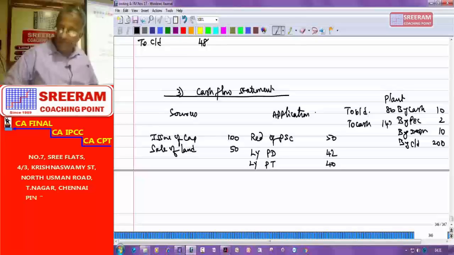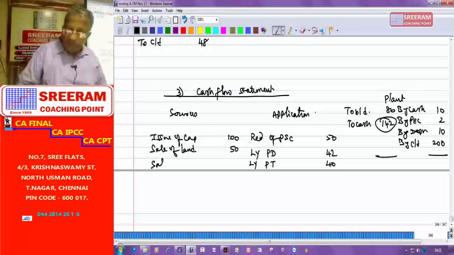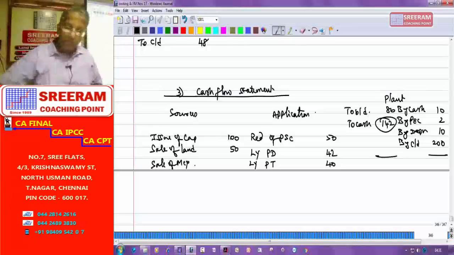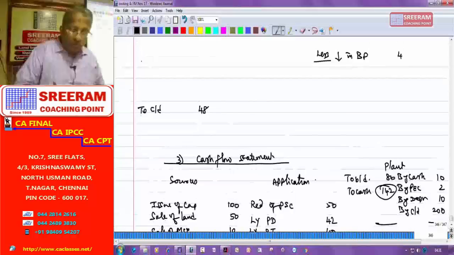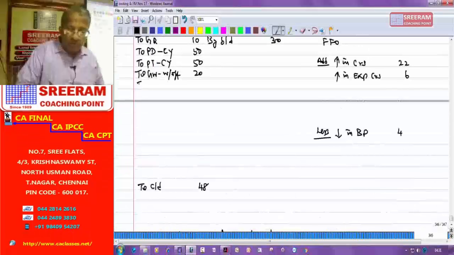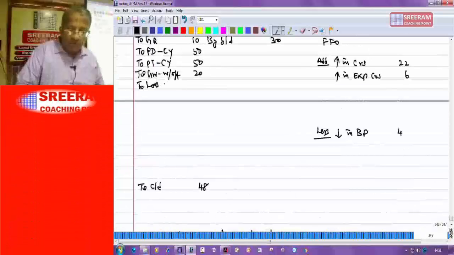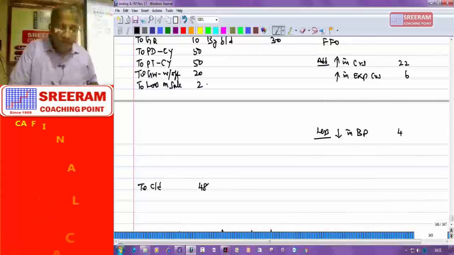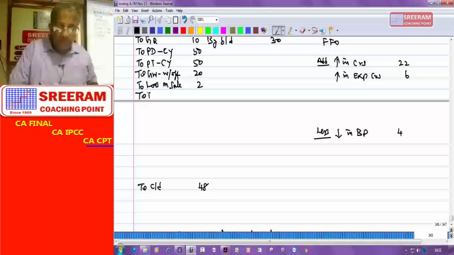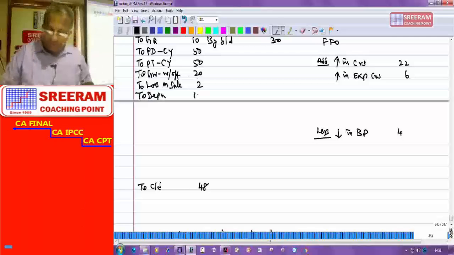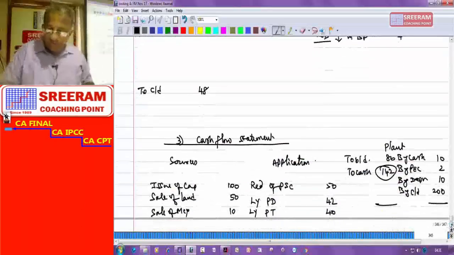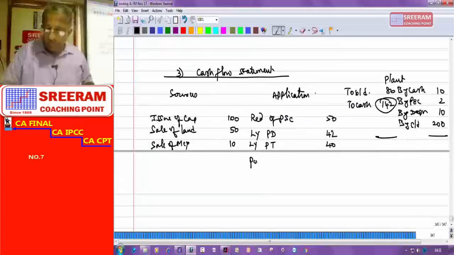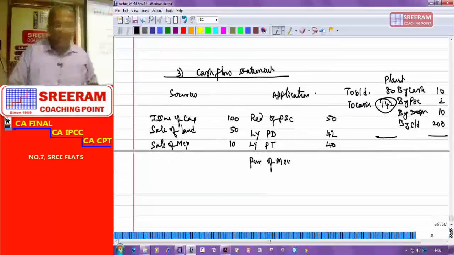142. Sale of machinery 10, to loss on sale of machinery, to depreciation. Very good. Next, purchase of machinery 142.